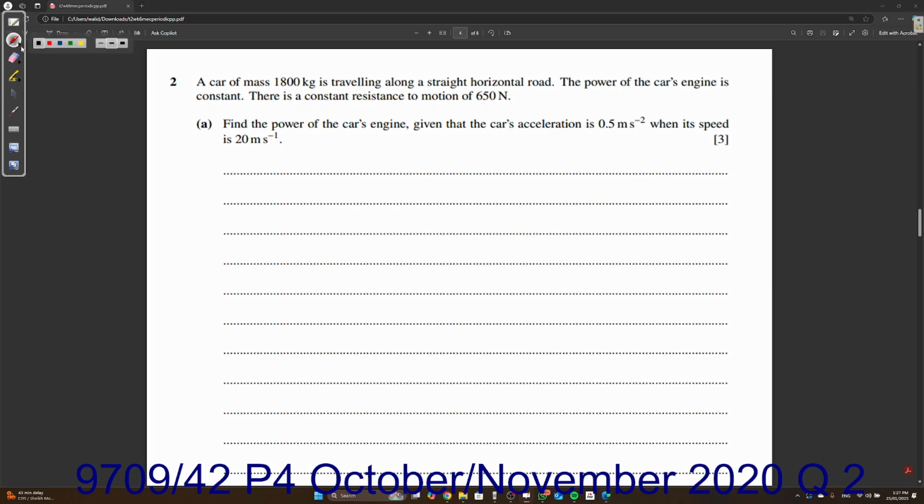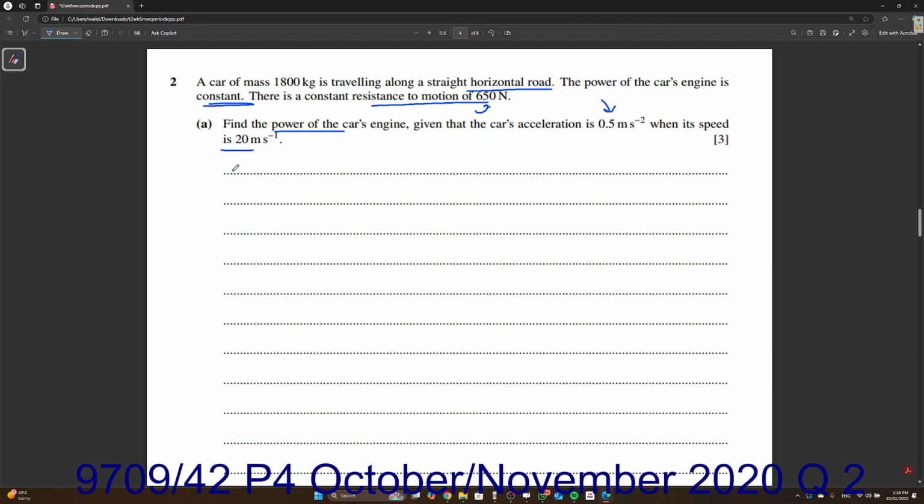A car of mass 1800 kilograms is traveling along a straight horizontal road. So it's on a horizontal road, there's no incline. The power of the car's engine is constant. There's a constant resistance to the motion of 650 newtons. Find the power if the acceleration is 0.5 meters per second squared when its speed is 20.